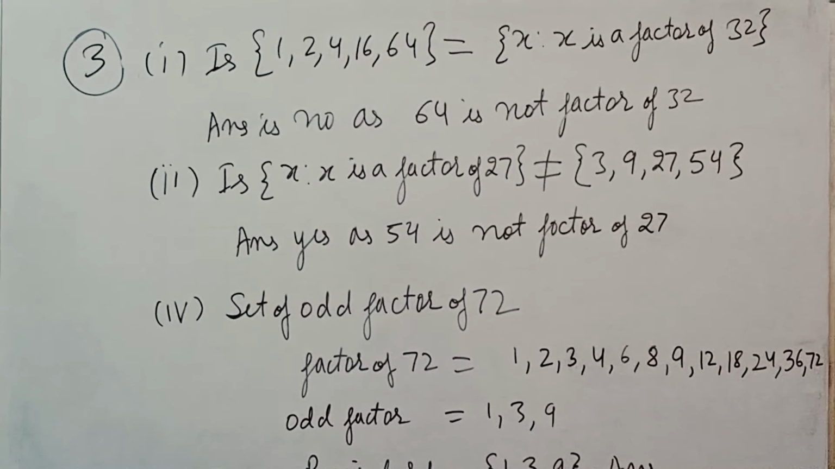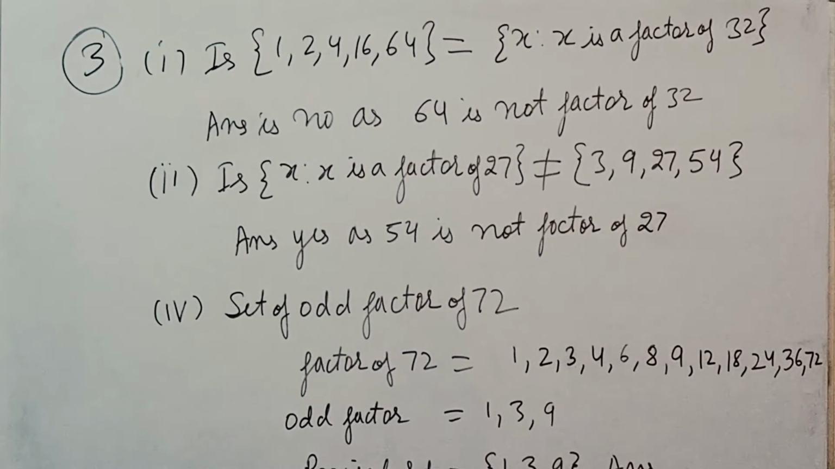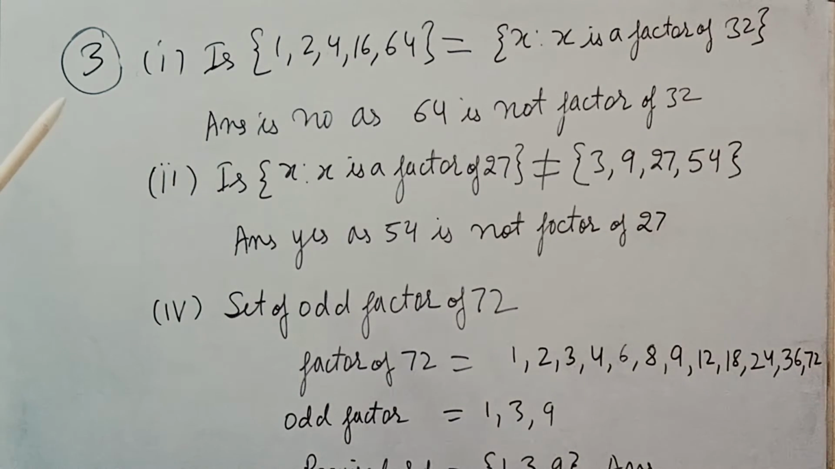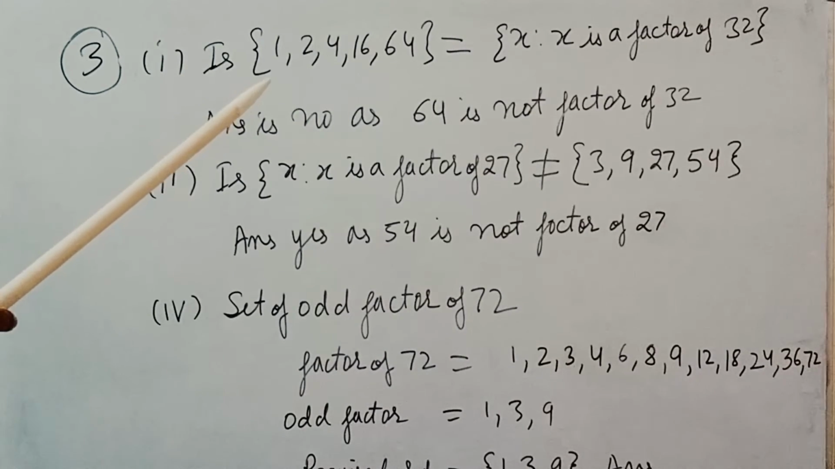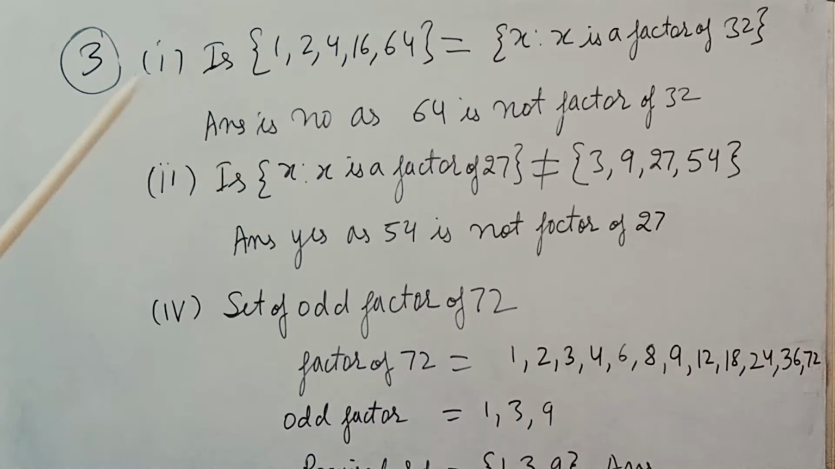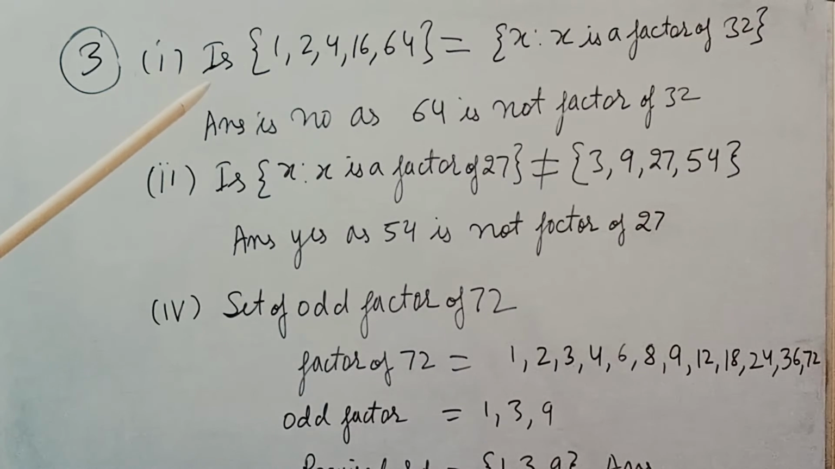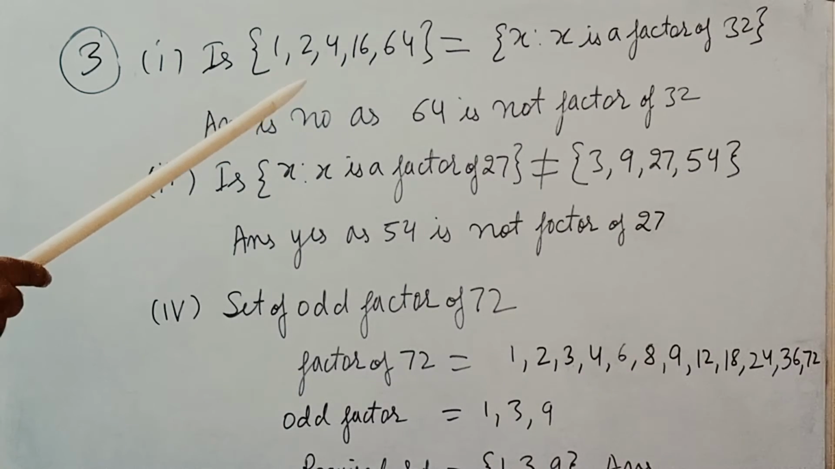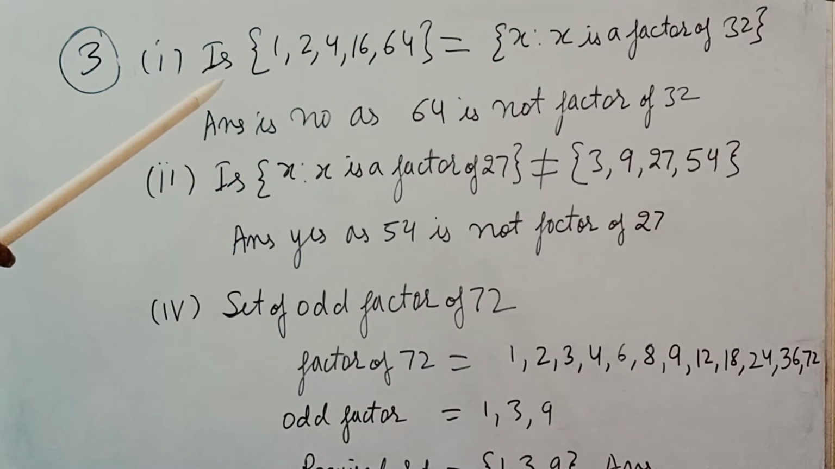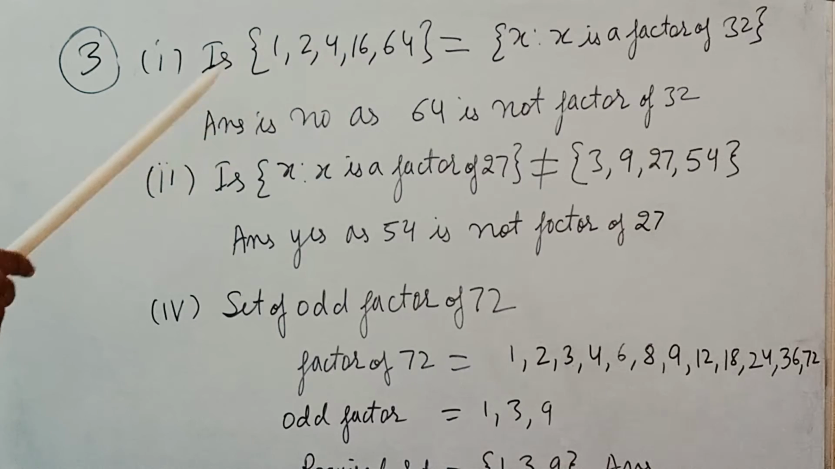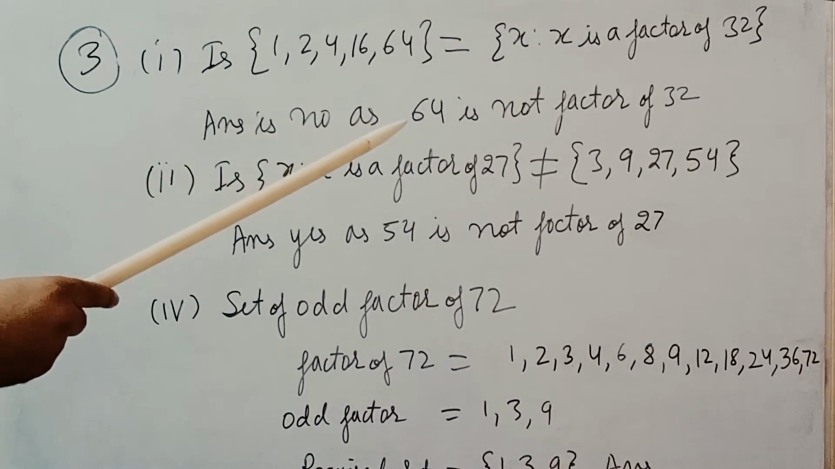Children, I am taking question number 3, in which we have to identify the condition that {1, 2, 4, 16, 64} equals {x such that x is a factor of 32}. Here we have the set whose elements are 1, 2, 4, 16, 64, and here the set of x such that x is a factor of 32. As here we have the 64, 64 is not a factor of 32. So your answer is no, as 64 is not a factor of 32.